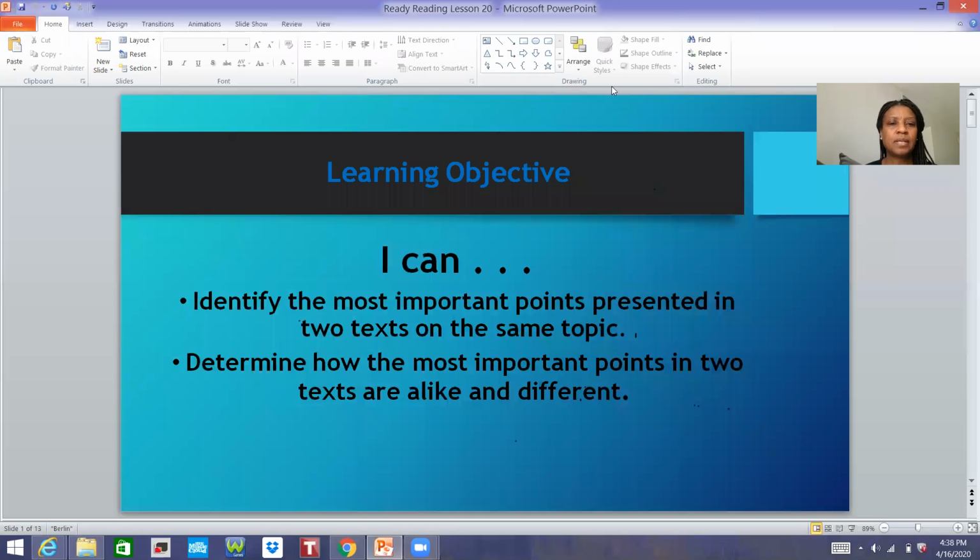Hello, boys and girls. Today, our learning objective is I can identify the most important points presented in two texts on the same topic. I can determine how the most important points in two texts are alike and different.